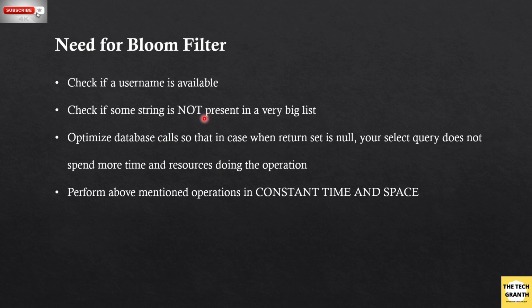Next is that all the above operations, where we want to find out if the set is null or if something is not present, we want to perform in constant time and space. So suppose we have a very big list, and we want to find a string which is not present in that list. It should not be that I go for a linear search and check one by one for each of the elements and see that it's not present. If the list is very big, if suppose it's a big file, then it will take a very long time. So these are the scenarios where Bloom filter can come very handy.